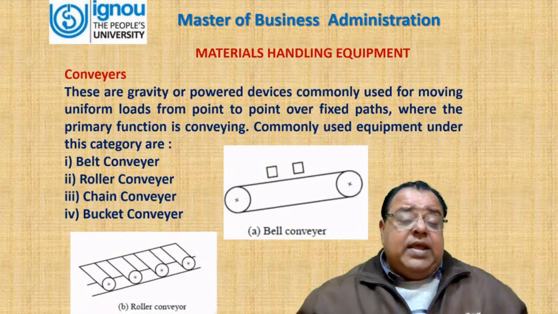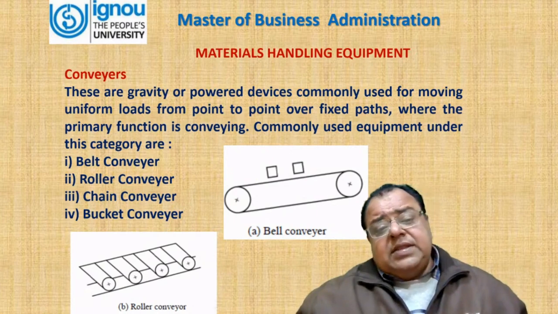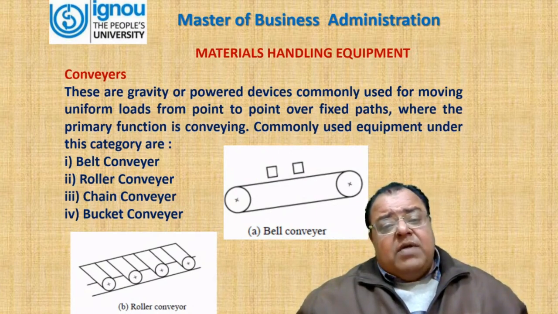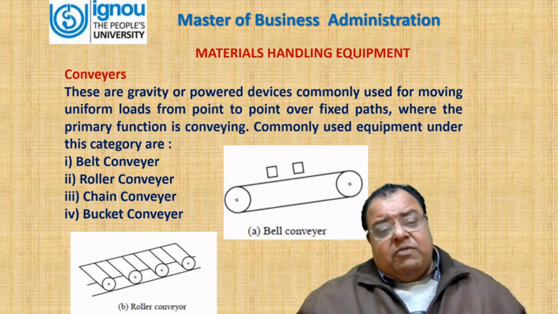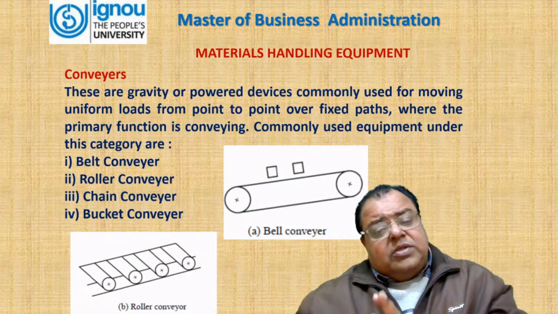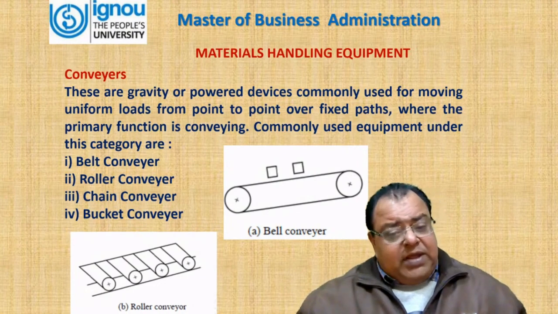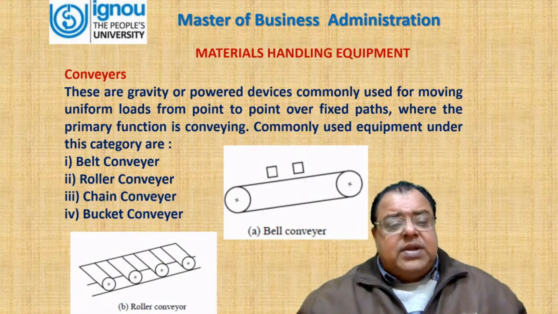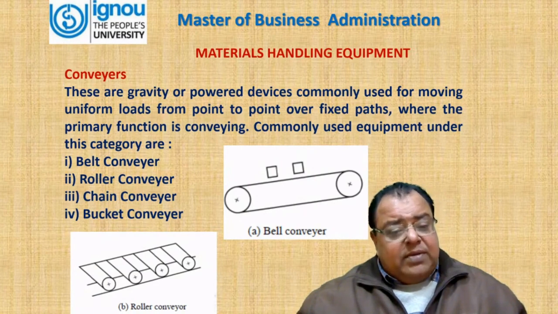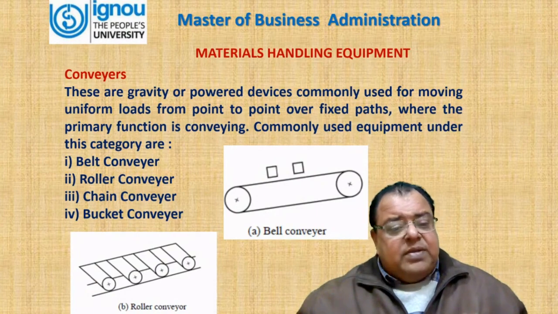Material handling equipment. We'll start with conveyors. These are gravity or powered devices commonly used for moving uniform load from one point to another through fixed paths, where the primary function is conveying. Commonly used equipment under this category are belt conveyor, roller conveyor, chain conveyor, bucket conveyor.